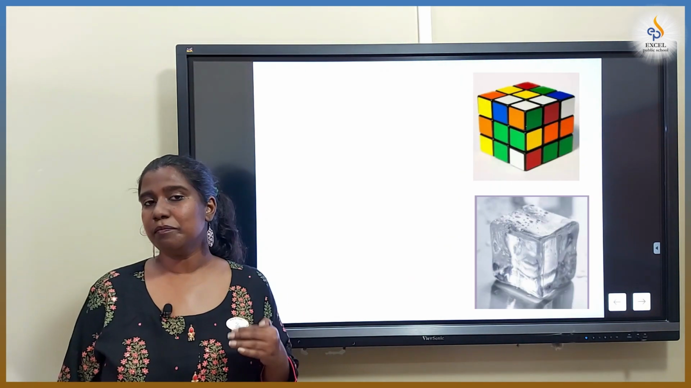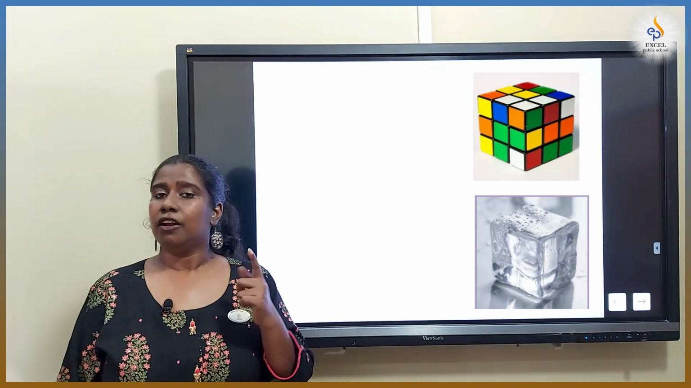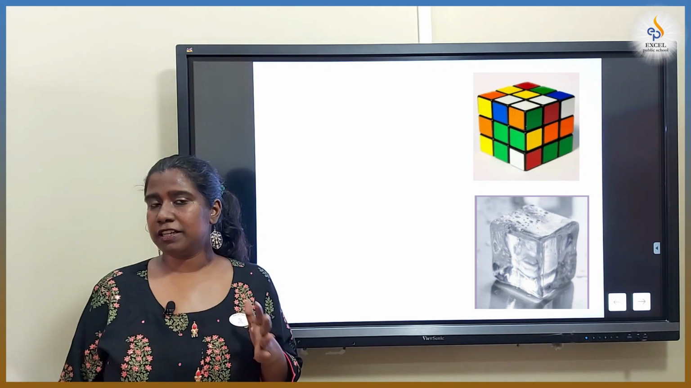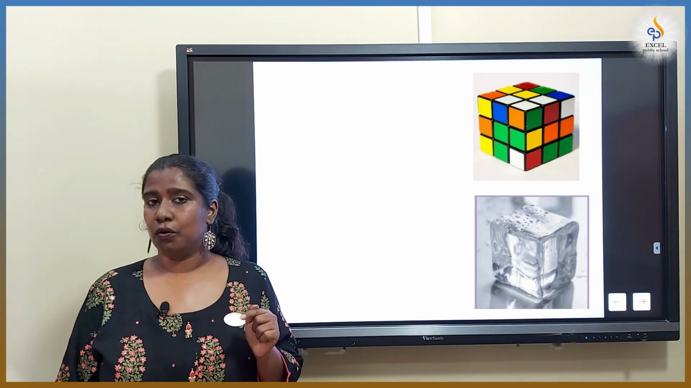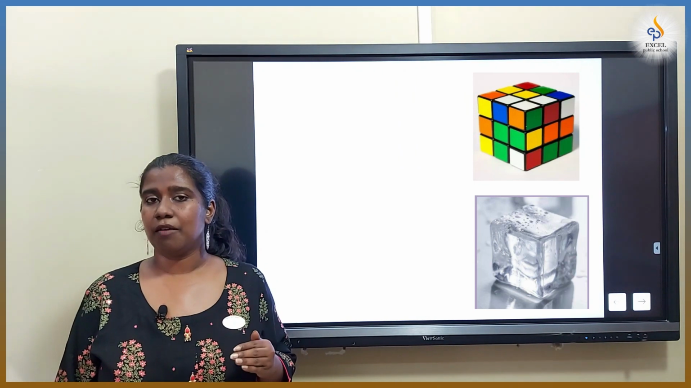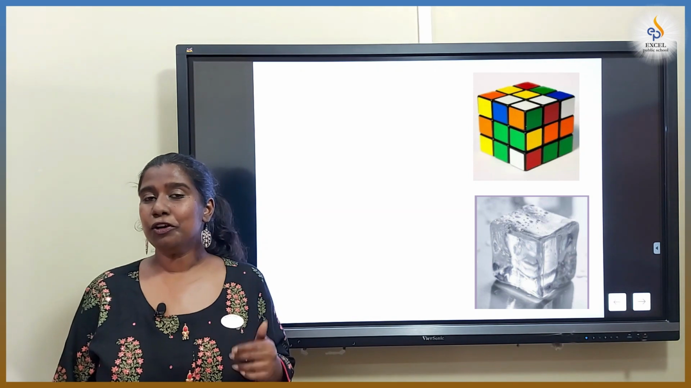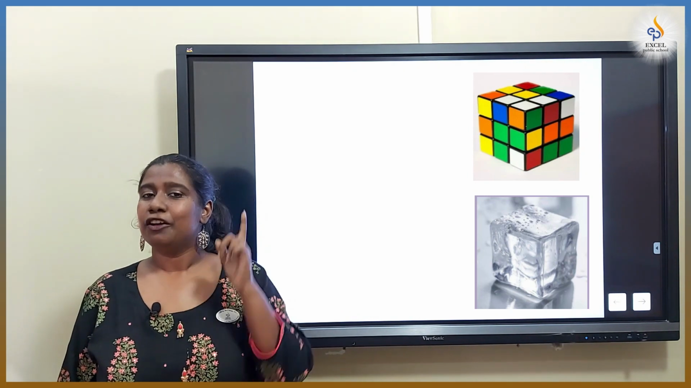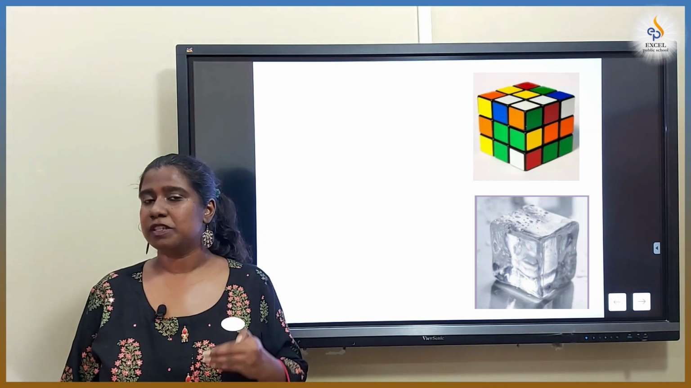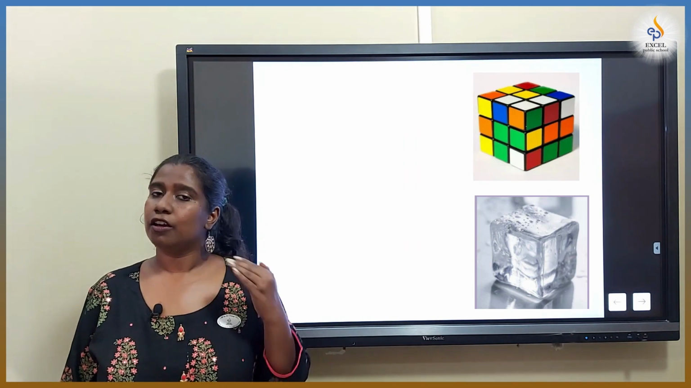What about examples for a cube? Do you all like playing with Rubik's Cube? Yes, you all love it, right? So, Rubik's Cube is an example for a cube. And what would you like to have with your cold drink? Ice cubes. Rubik's Cubes and ice cubes are a few examples for a cube.